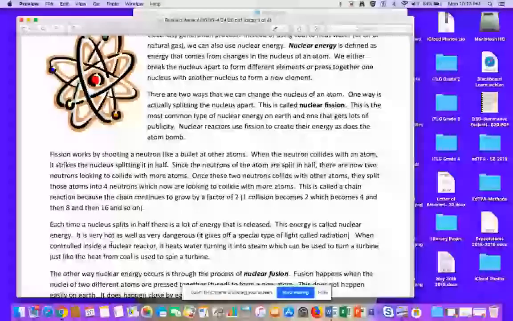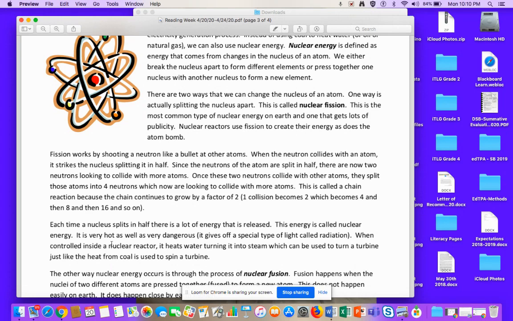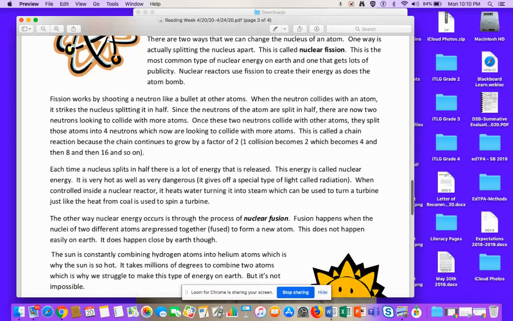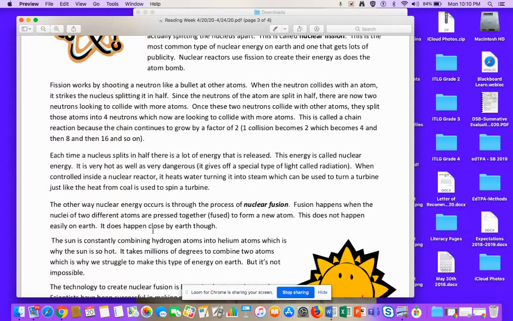Since the nucleus of the atom is splitting in half, there are now two neutrons looking to collide with more atoms. Once these 2 neutrons collide with other atoms, they split those atoms into 4 neutrons, which now are looking to collide with more atoms. This is called a chain reaction because the chain continues to grow by a factor of 2. 1 collision becomes 2, which becomes 4, and then 8, and then 16, and so on.